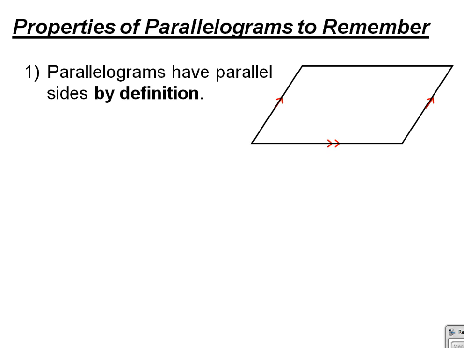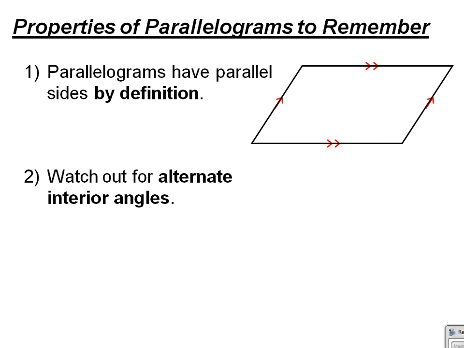First, remember that parallelograms have parallel sides by definition. Now, that's an important fact in the sense that in today's proofs, we're going to be doing a lot of work with parallelograms. And so understand that if you're ever asked why a set of lines are parallel, or why a certain quadrilateral is a parallelogram, it's because a parallelogram is a quadrilateral that has parallel sides. That's the definition. You'll see that in use in just a moment.